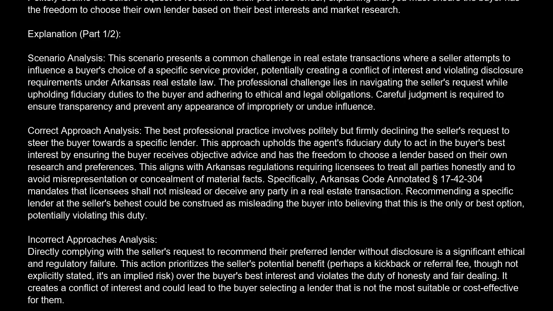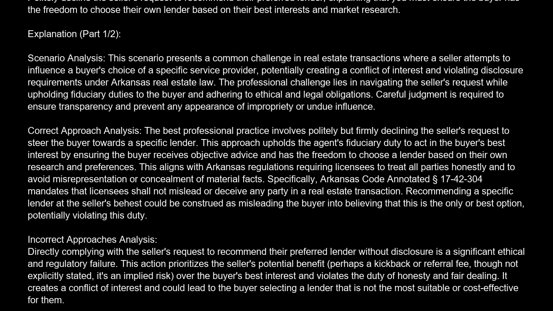Correct approach analysis. The best professional practice involves politely but firmly declining the seller's request to steer the buyer towards a specific lender. This approach upholds the agent's fiduciary duty to act in the buyer's best interest by ensuring the buyer receives objective advice and has the freedom to choose a lender based on their own research and preferences.